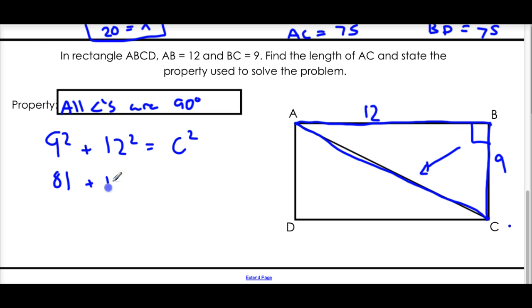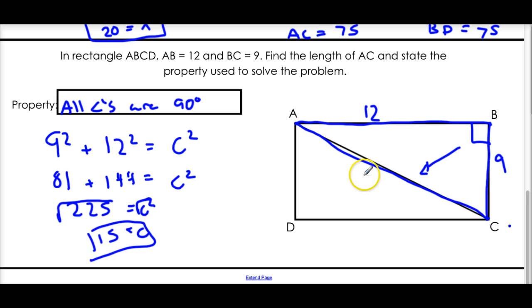81 plus 144 is equal to C squared. 225 is equal to C squared, and we take the square root of both sides, and we get C is equal to 15. All right? So our missing side length, the length of AC, is equal to 15.